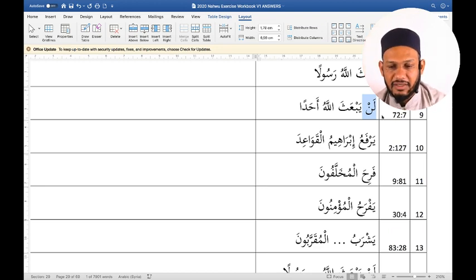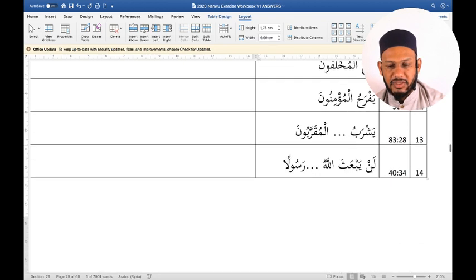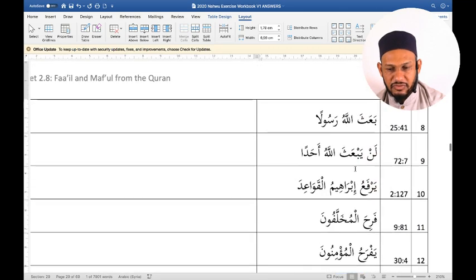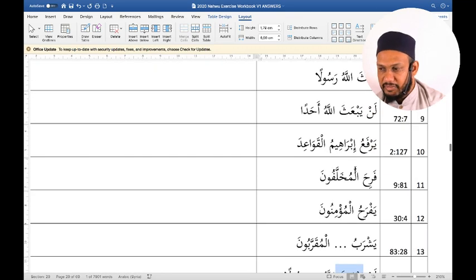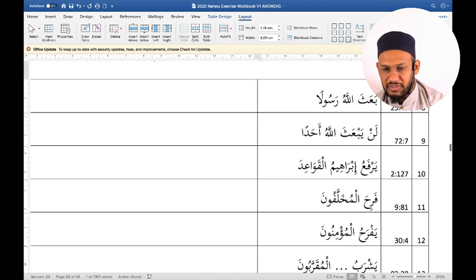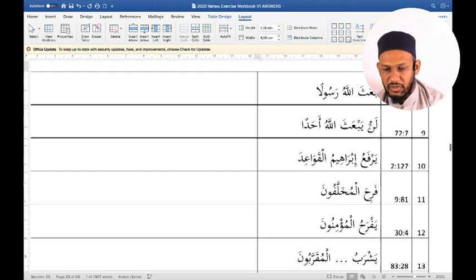And you'll see that lan affects the verb. What do I mean by that? Can you look at the verb here? It's yab'atha. The default is it should be yab'athu, like yaf'alu, but the word lan makes it yab'atha. You can see the bottom here again. Lan yab'atha. But you translate as normal, inshallah. So you can translate number 8 to 14 for homework.